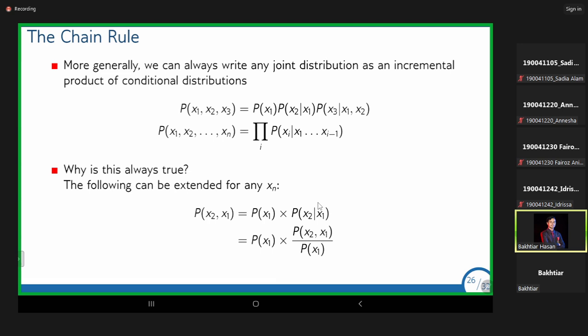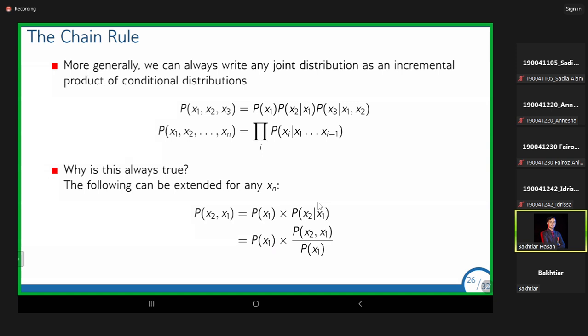And the generalization of the product rule is the chain rule. It says that if we want to have the joint distribution over any number of variables, we can build it using this formula. We can take the marginal distribution of the first variable, then multiply it with, let's say, x2 given x1, and then multiply it with x3 given x1 and x2 for 3 variables, to get the probability of x1 and x2 and x3. And we can keep doing this until we have all of them. This is the generalized formula.